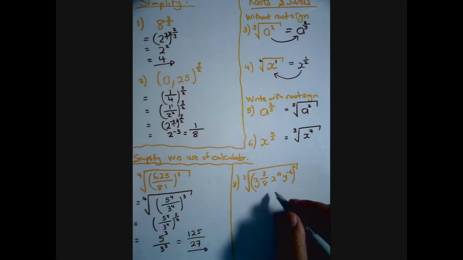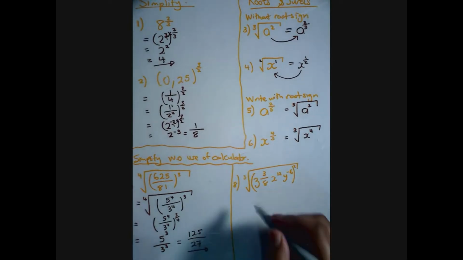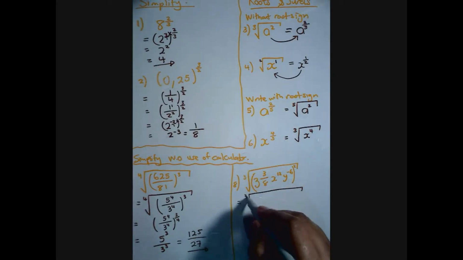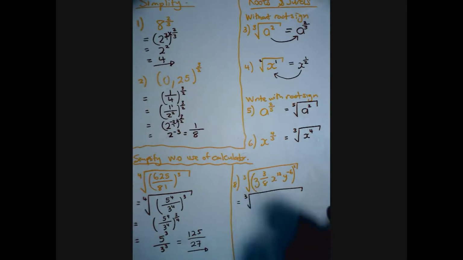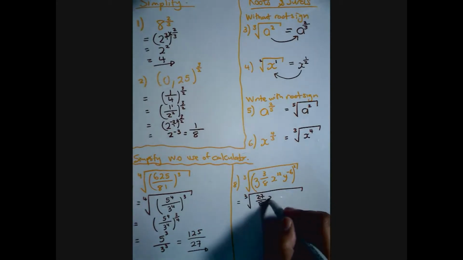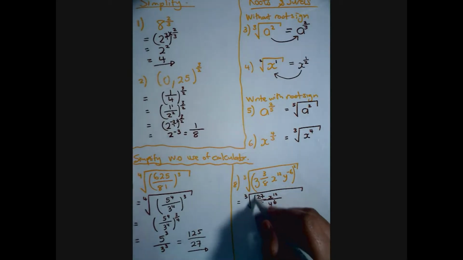Right, same thing here. Do not despair. Always do BODMAS, so do whatever's on the inside first. If it's a mixed number, make it into an improper fraction. So 3 times 8 is 24, plus the 3 is 27 over 8, x to the power of 12, y to the power of negative 6. Now negative 6 basically means it's going to the bottom, so y to the positive 6 will come here, and it's all to the power of 2.